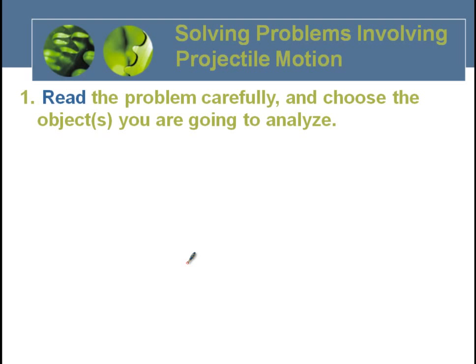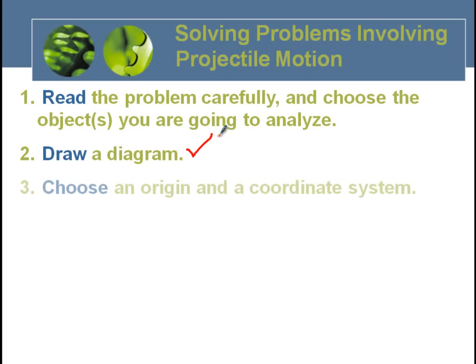All right, so solving problems. Here's just a quick little guide. Read the problem carefully and choose the objects you're going to analyze. So, whatever's being launched is what we're going to analyze. Draw a picture. Pictures are good. They help to clarify stuff. I want to see pictures every time you do a problem. Choose an origin and a coordinate system. Because of the equations we're going to use, we're always going to choose the same coordinate system: plus y up, plus x down. You can choose other ones, but I'm going to keep it simple. We're only going to use this one.